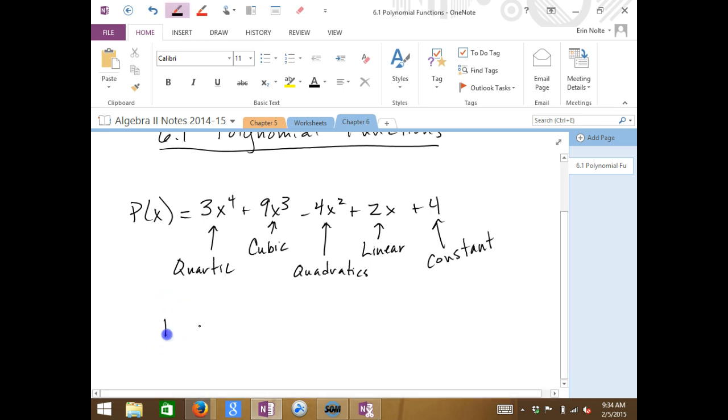Something with one term involved is called a, anybody know what the word for one is? That's kind of close though. Mono, very good. So a monomial is something that has only one term involved.